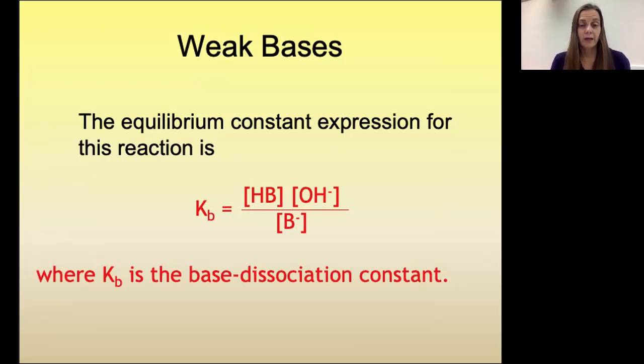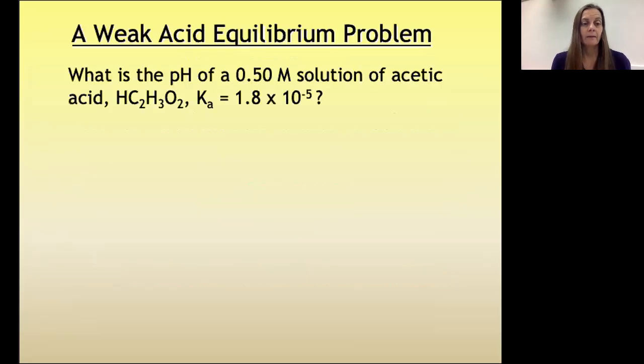So far we have Ka and we have Kb. Now let's talk about how we can use all of this information to calculate the pH of either a weak acid or a weak base solution. So remember that this is an equilibrium problem. So our primary tool is going to be our ICE table, just as it was for any equilibrium problem in the last unit. We're asked to find the pH of a half molar solution of acetic acid, and we're given the Ka.